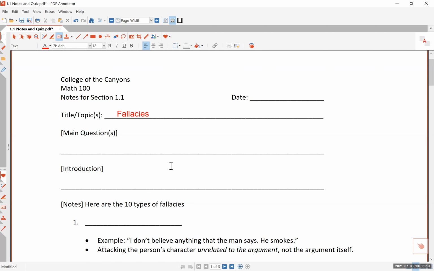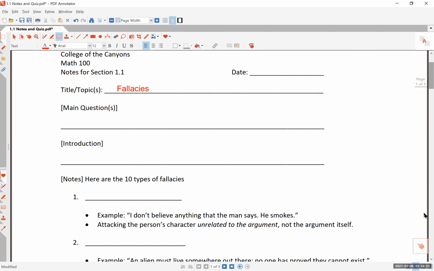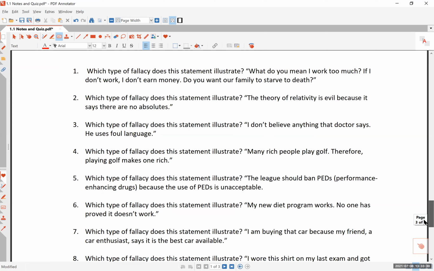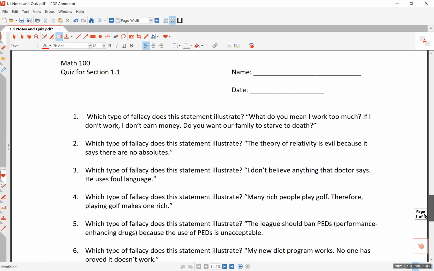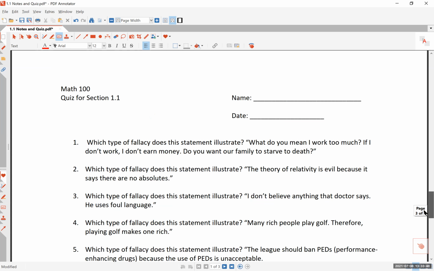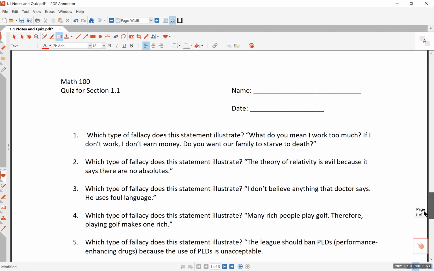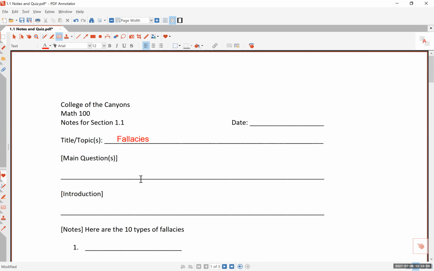Every lecture video is followed by usually page 3 or sometimes page 4, sometimes page 2, by the quiz. This is the quiz for section 1.1, which is what you're seeing on page 3 of this particular set of notes. I recommend that you do this first, and then you go on to the online quiz, which is available through your Canvas module. That's how it works. And then after that, you should do your homework. That's what you should do for every section we cover in this course. Got that? All right, let's get started on the topic of fallacies.